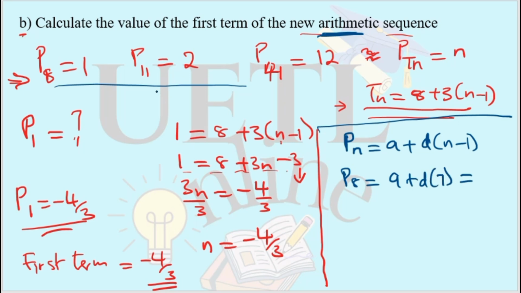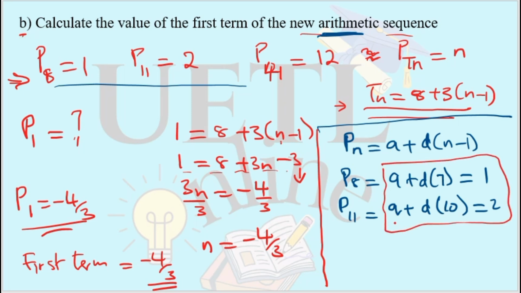This is equal to our P of 8, which is 1. Then we have P of 11, which is 2. So we can say that a plus d, this is 11, so we say minus 1 becomes 10d, is equal to 2. Now we have these two equations. If we solve these equations, we can find a, which is our first term. Please try this method and compare our answer. It should be the same.